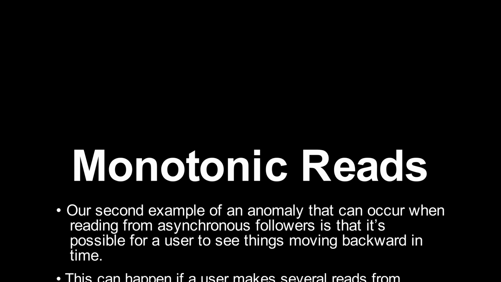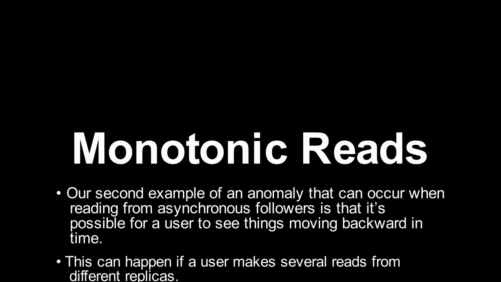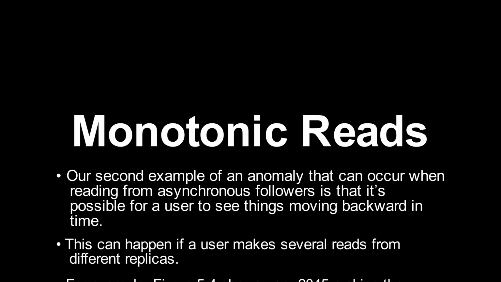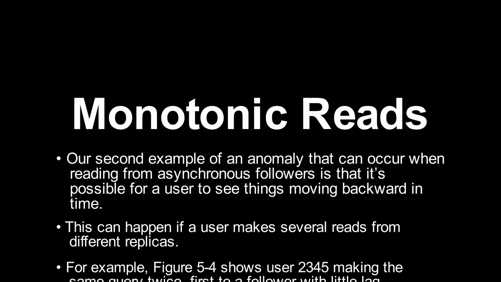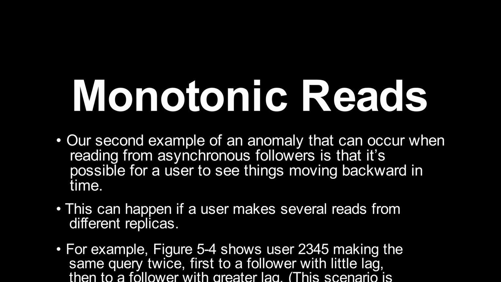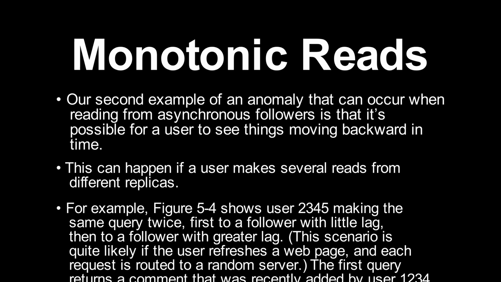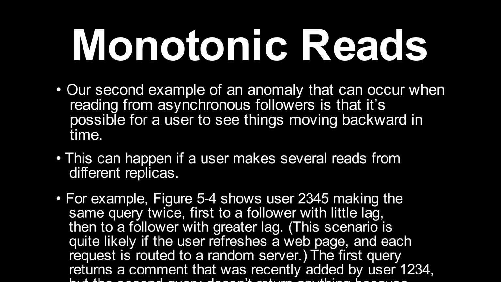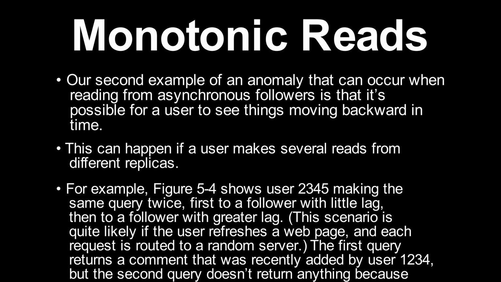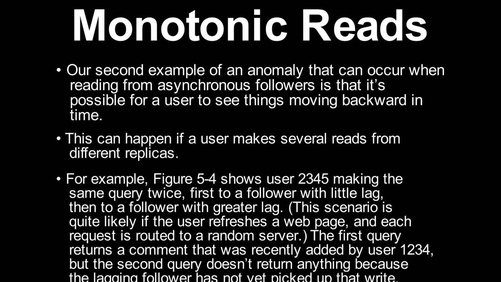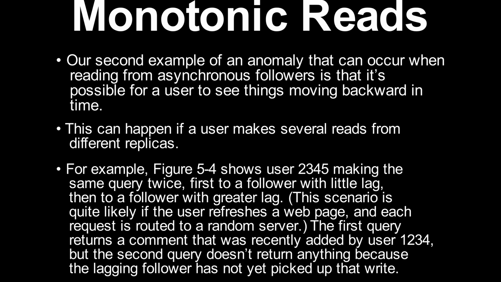Monotonic Reads. Our second example of an anomaly that can occur when reading from asynchronous followers is that it's possible for a user to see things moving backward in time. This can happen if a user makes several reads from different replicas. For example, Figure 5-4 shows user 2345 making the same query twice, first to a follower with little lag, then to a follower with greater lag.